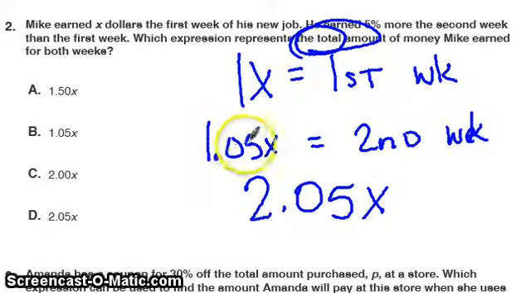1x, 0.5x is going to tell me how much more he made that week, but if it's in addition to how much he made that first week, the 1 is still there. So when I put the two together, I get the 2.05x. Correct answer there was D.